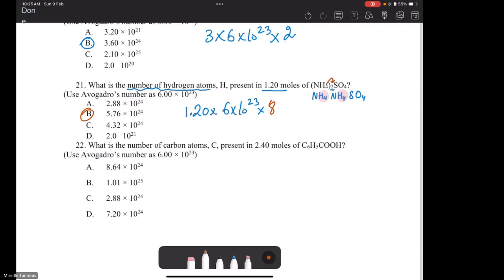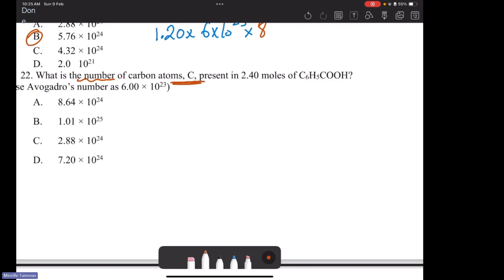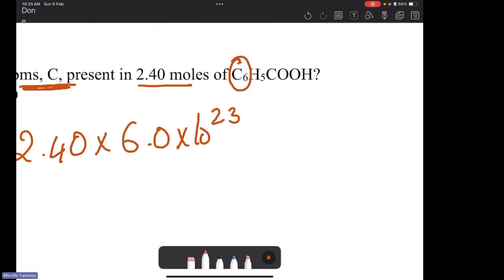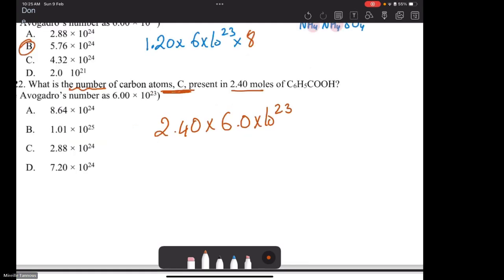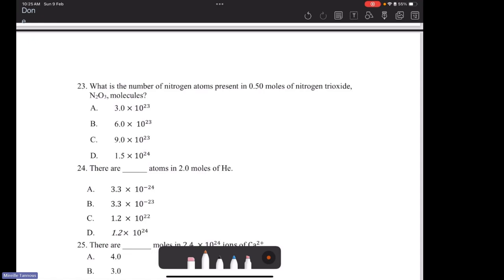Next, what is the number of carbon atoms? Again, we look at the given moles by Avogadro's number by how many carbon atoms. I have 6 over here and 1 over here. That is 7. So I think you're getting the concept of this one. Number of nitrogen atoms in 0.5 moles of nitrogen trioxide. Only nitrogen, so it is 2. Answer is B. Moving on.